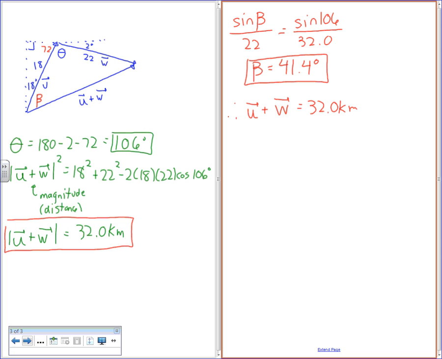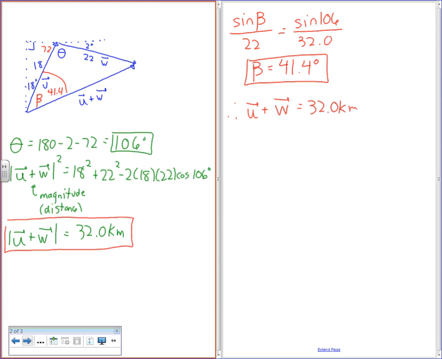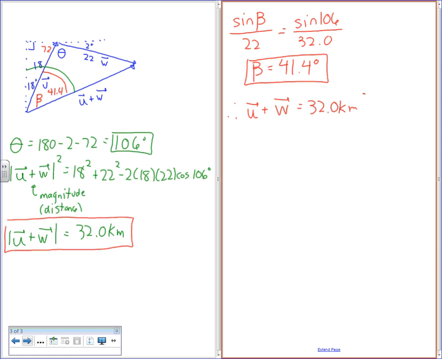Almost. Sorry, let's work together to get a correct solution. All we found for the 41.4 is just here to here, right? So we have to add the 18 to it. So just so everyone gets up there, this 41.4 is just this part. What we're actually looking for is that thing there. So that's going to be 59.4 degrees east. And that's sloppy, so I'm really going to say u plus w equals 32.0 kilometers east, 30.6 degrees north.